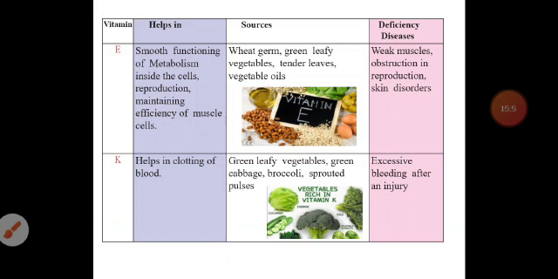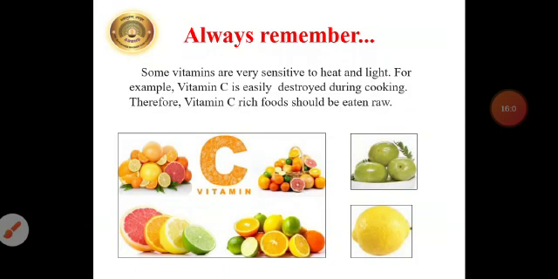Students, copy down this table in your notebook. It is given in your textbook on page number 52. Always remember, some vitamins are very sensitive to heat and light. For example, vitamin C is easily destroyed during cooking. Therefore, vitamin C rich foods should be eaten raw. Observe the picture. Here, all types of citrus fruits are shown, like amla, lime, oranges, etc.